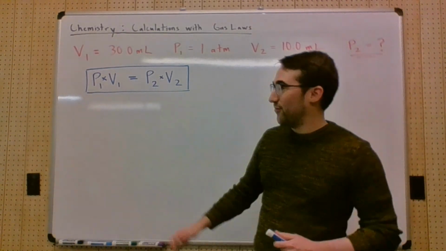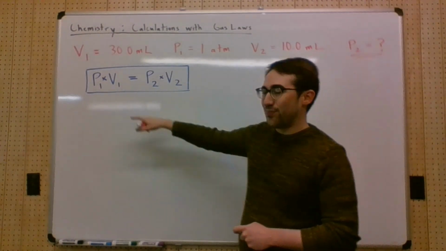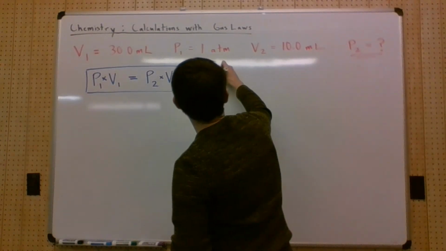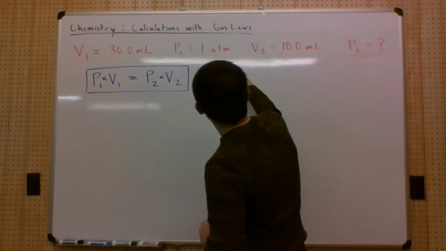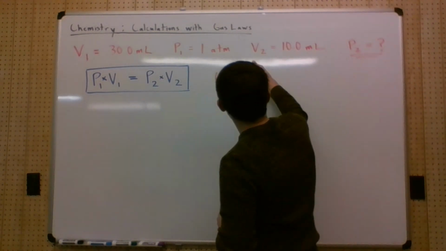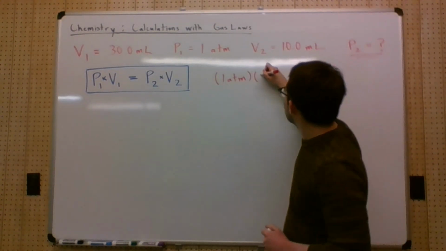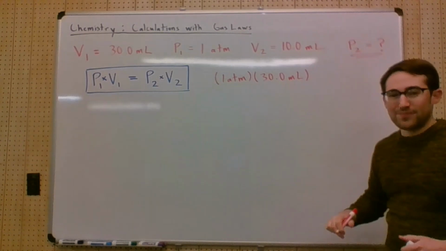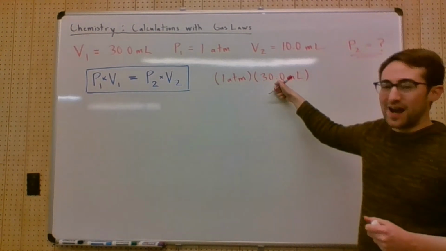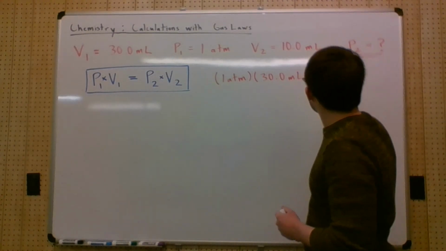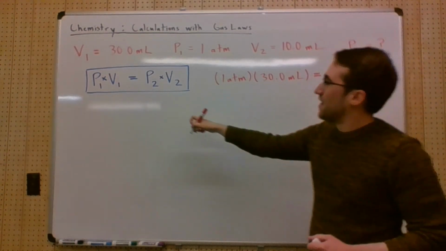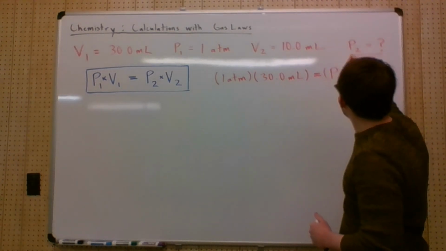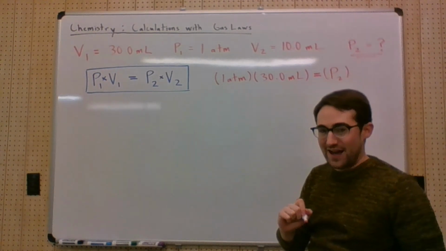Well, I know my original volume is 30 milliliters. I know my original pressure inside the dart shooter is 1 atmosphere. So let me plug those in. All right, so my original pressure and volume, 1 atmosphere times 30 milliliters. Then that's going to be equal to my new pressure, which I don't know yet, times the new volume that I have.